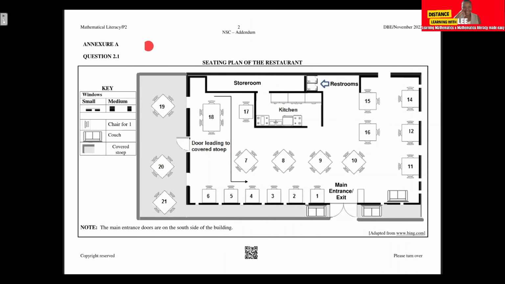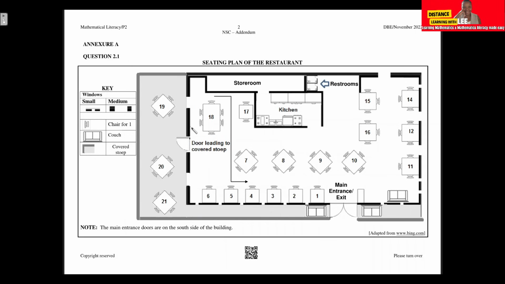Okay, so before we can even answer this question, guys, we have to analyze this floor plan and see what exactly is given to us, right? So this is basically a seating plan of a restaurant, okay? And we're given a key here. Okay, so let's have a look at the key that is given to us, right? So we are told that the windows, if we see a symbol that looks like a smaller window, that just shows that we're dealing with small windows. Then when we have your bigger windows, with that bigger rectangle with the bigger squares there, that basically indicates your medium windows.